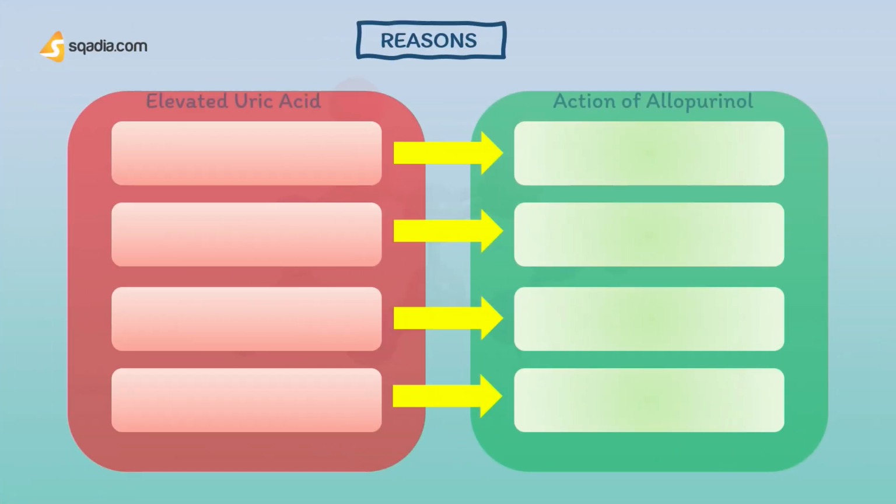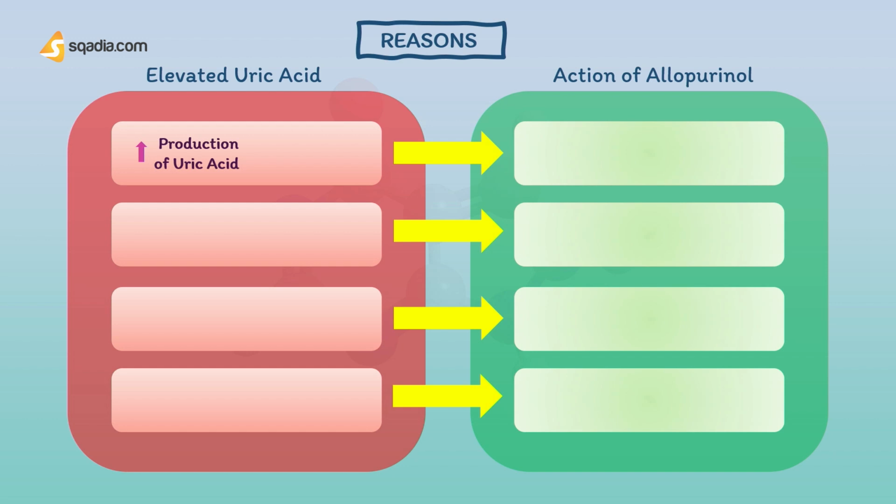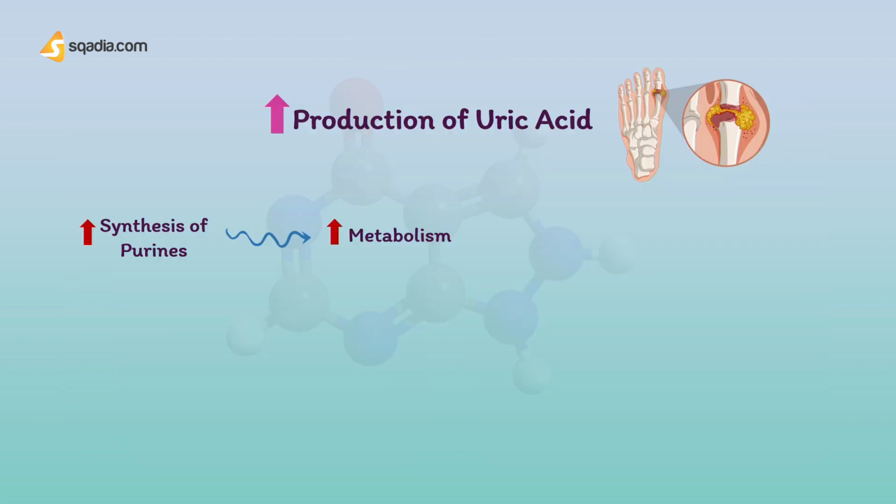Now let's learn about the important causes of elevated uric acid levels and the role of allopurinol in controlling these elevated levels. Now you must be wondering why uric acid levels increase in our body. We'll help you with this as well. Elevated uric acid levels are due to a metabolic disorder, which is associated with the excessive synthesis of purines, followed by their metabolism, leading to increased uric acid levels.